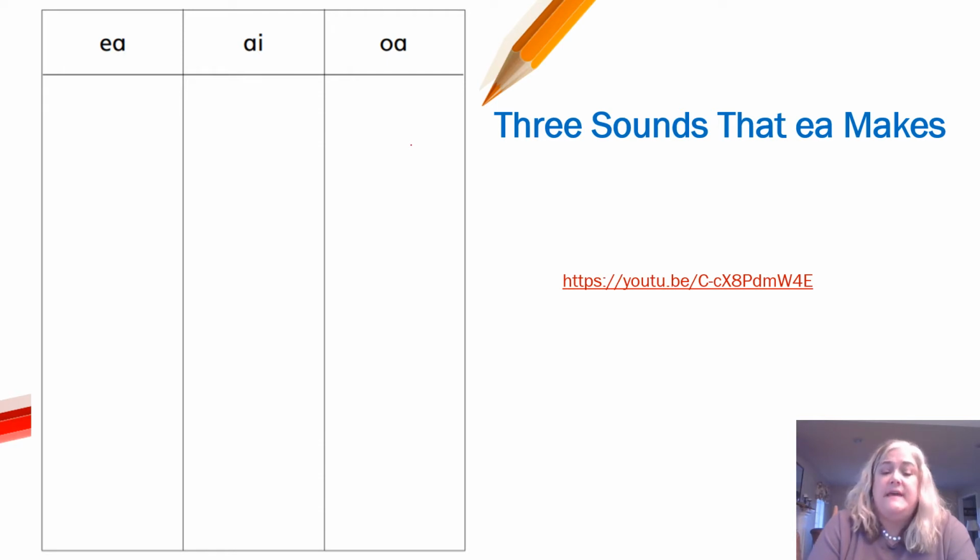You might think that the saying, "When two vowels do the walking, the first one does the talking," would mean that whenever you see EA, it would make the sound E. But that is not always right. In fact, there are three sounds that EA makes. One is E, another one is eh, and the third sound that EA makes is A.